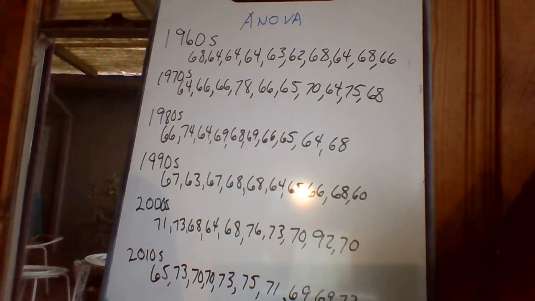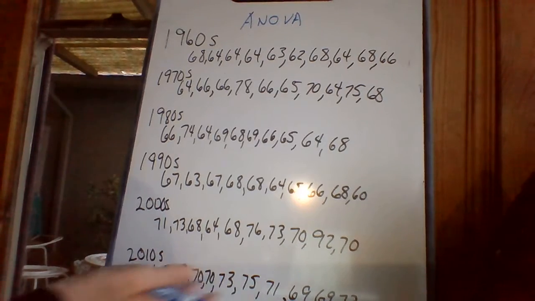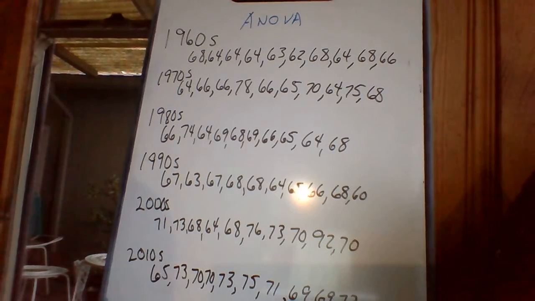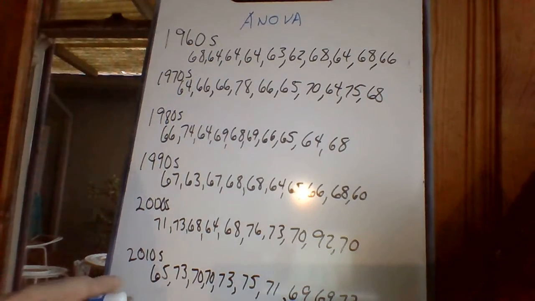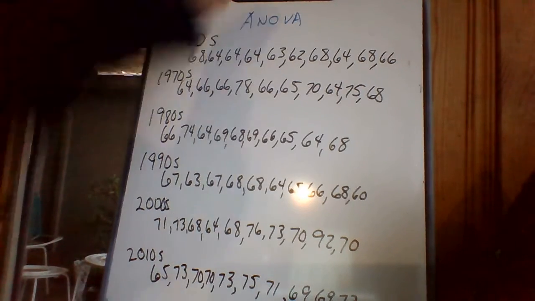Okay, so I'm starting to look down here in the 2010s. There's a bunch of 70s. There's even a 92. They didn't used to have those sorts of numbers. So maybe something's different. An analysis of variance will check for that. And these lists don't have to be the same length. I could have come up with a list for the 2020s, but it would only have had one number on there. You can do it that way. They can all have different amounts in them if you want.